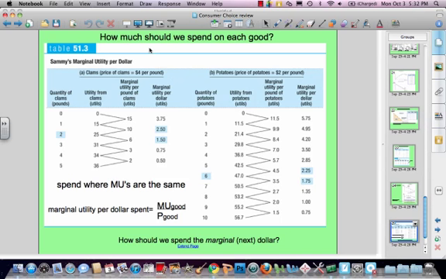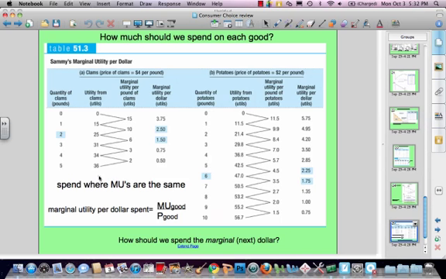Now, when we talk about how much we should spend on each good as we work to optimize our consumption, we need to consider cost. Introducing cost takes us from the idea of marginal utility to marginal utility per dollar, calculated by taking marginal utility and dividing it by the cost of that additional input, in this case, an additional pound of clams or an additional pound of potatoes.